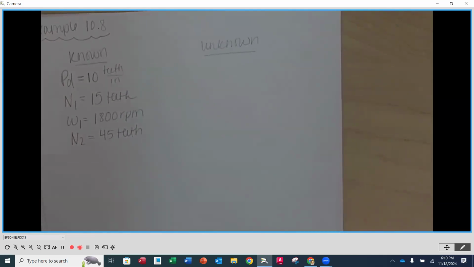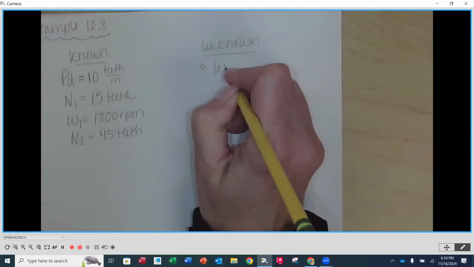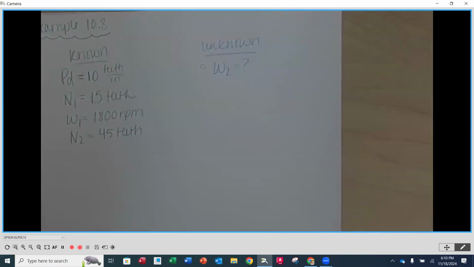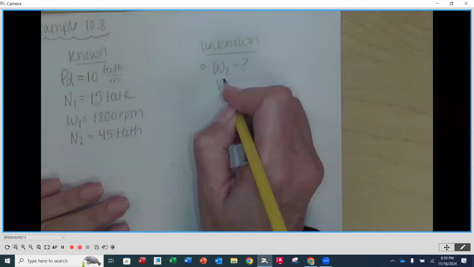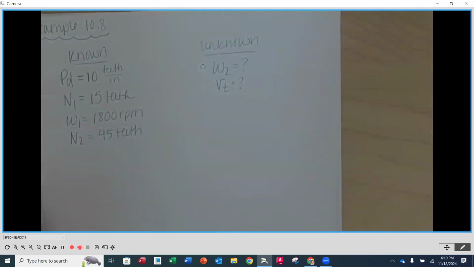What is unknown? W2, yes, W2, we need to find that, right? So that's going to be the angular velocity of our gear. Excellent. And there's one other thing that's unknown. What is the other thing that we have to find? Yep, the pitch line speed, right? VT. Okay, those are the 2 things that we have to find.